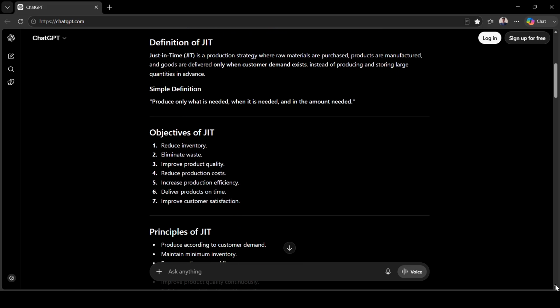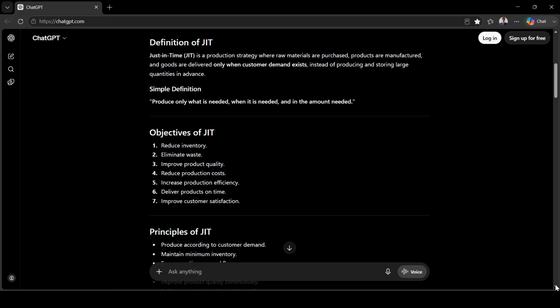So, the definition of JIT. Just in time is a production strategy where raw materials are purchased, products are manufactured, and goods are delivered only when customer demand exists, instead of producing and storing large quantities in advance. In a simple definition: produce only what is needed, when it is needed, and in the amount that is needed.